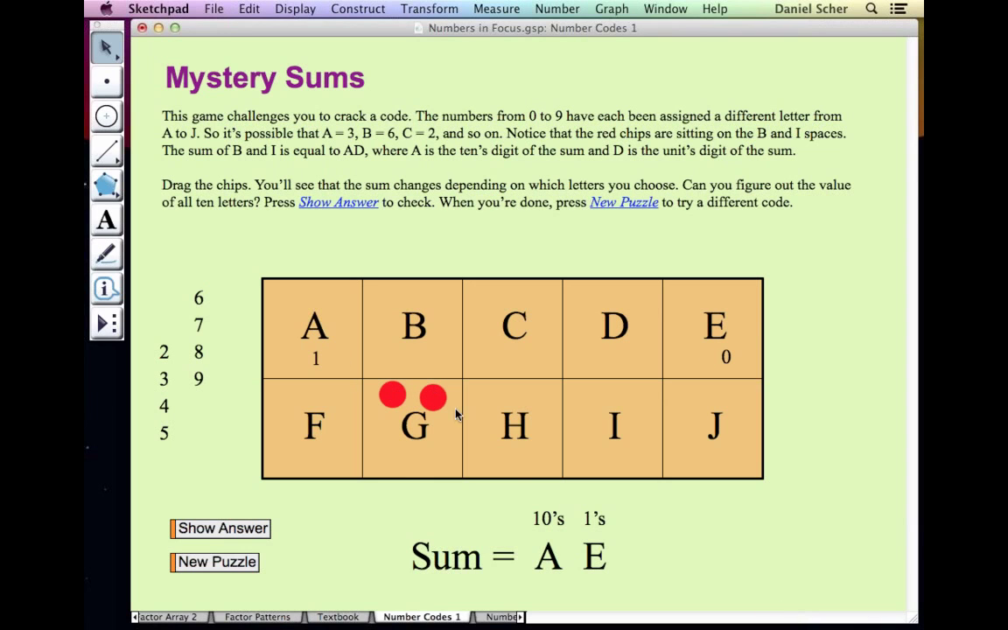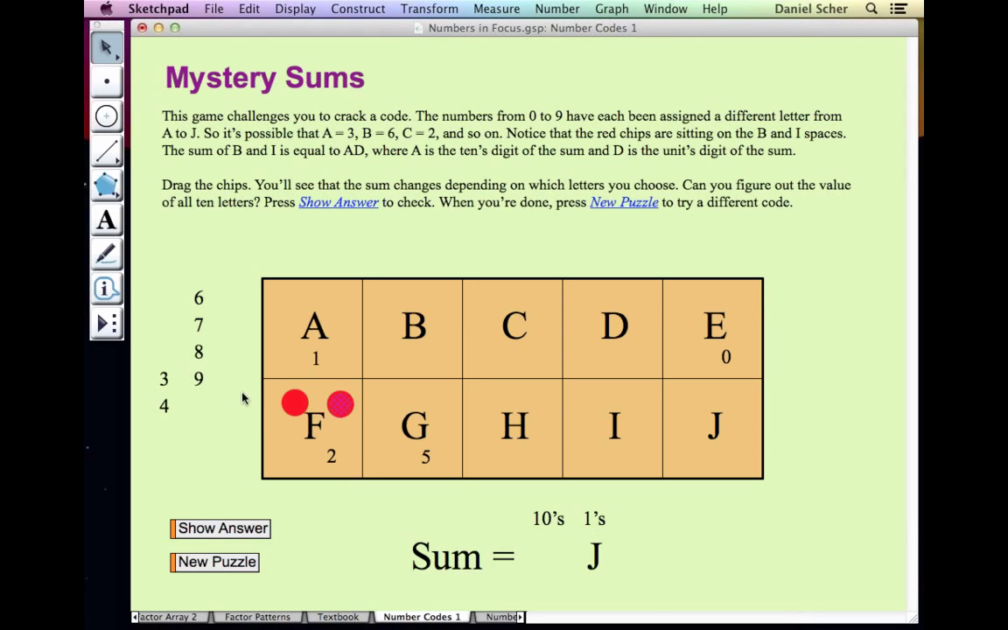What could we do from here? Well, one simple thing is to use that same strategy again. We can drag both chips into A and see that 1 plus 1 is equal to 2. So F is equal to 2. We could perhaps drag both of these into F and say 2 plus 2 is equal to 4, and that gives us 4. And we could continue on this route. And there are other ways we could go about solving it.